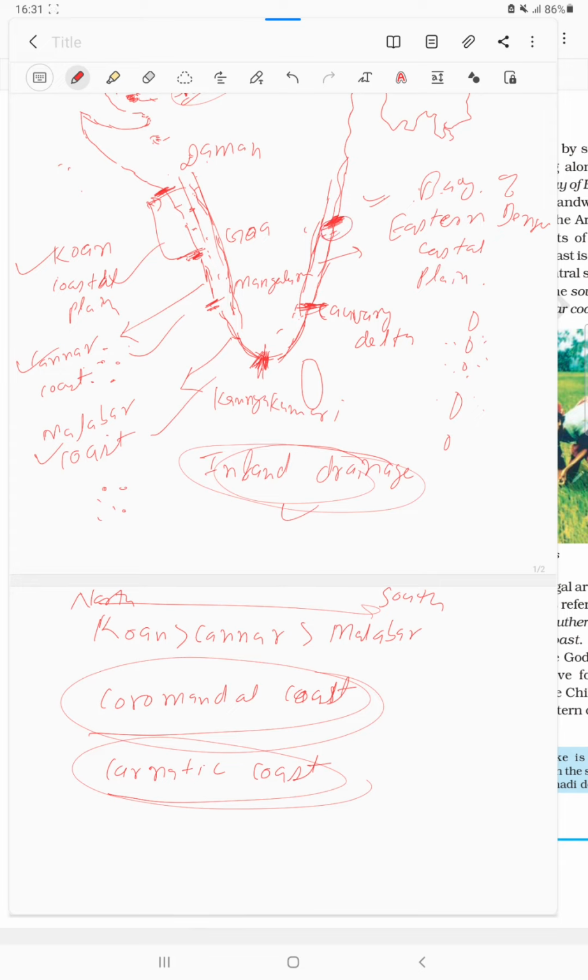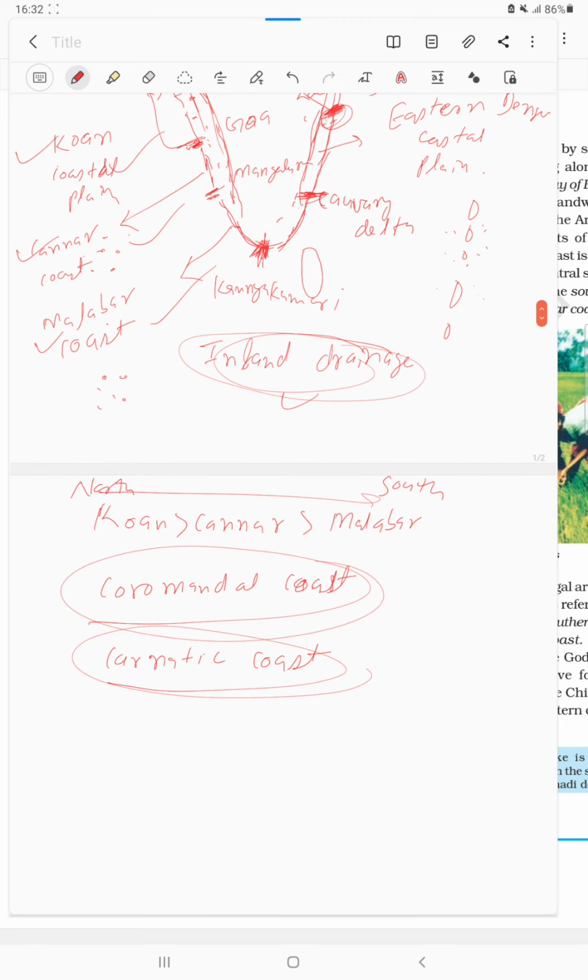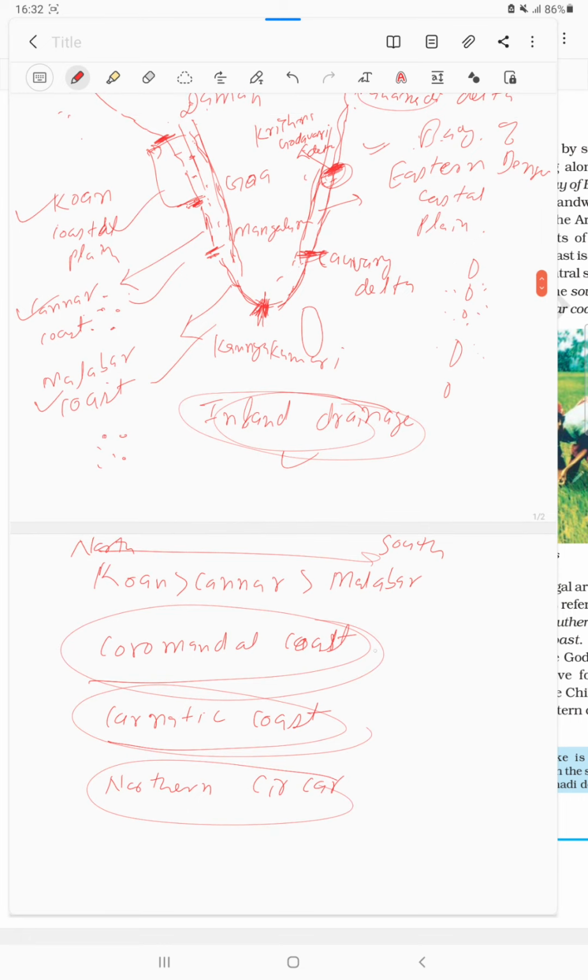Clear? That is one. Here this one is what? Krishna Godavari Delta. Okay. And from Krishna Godavari Delta to Mahanadi Delta, this one here, Mahanadi Delta. The Mahanadi river flows in where? In Orissa. That is known as the Northern Sirkar. Clear? Northern Sirkar.